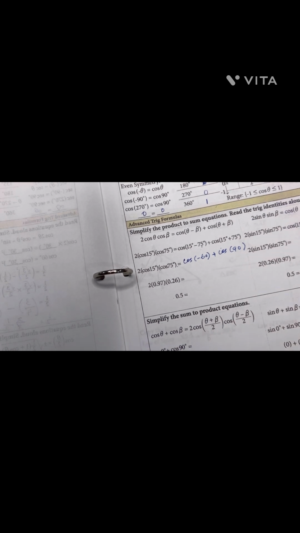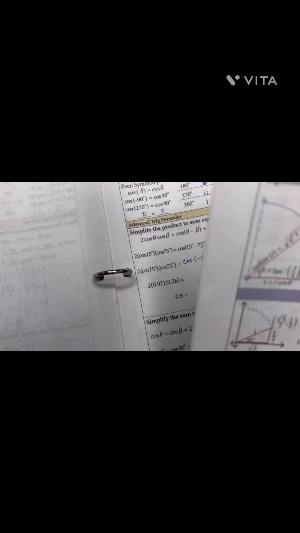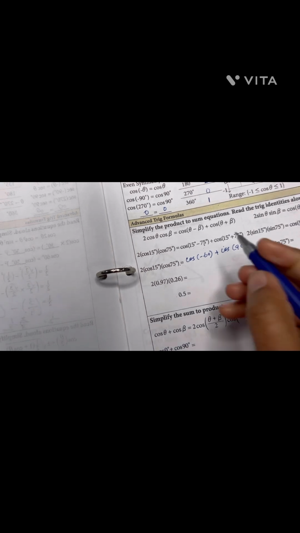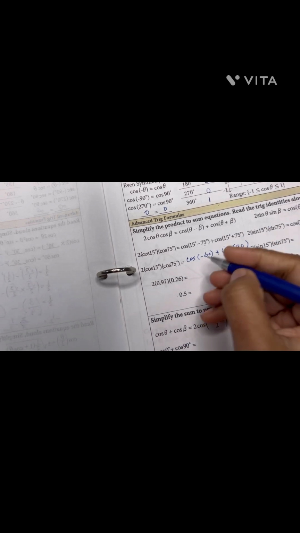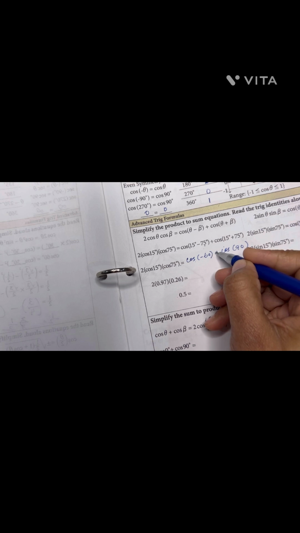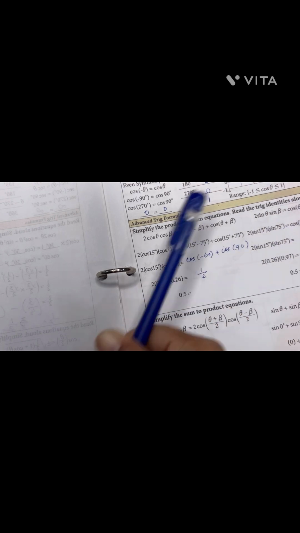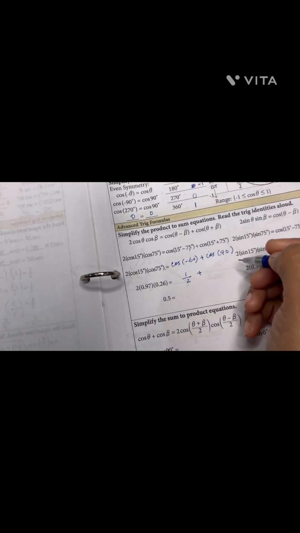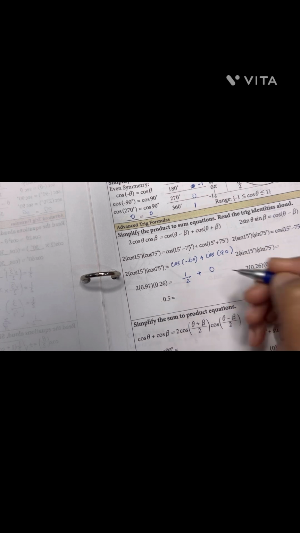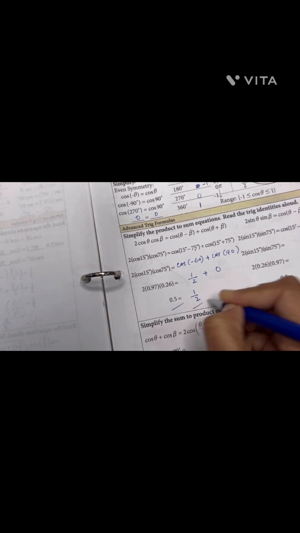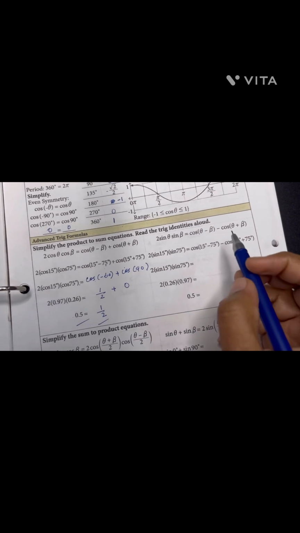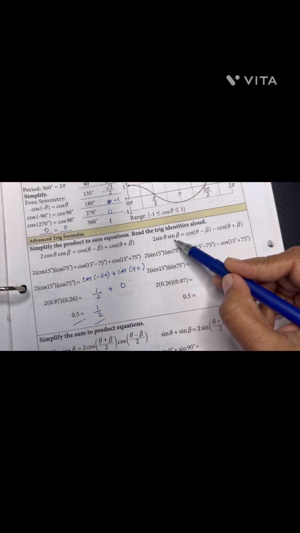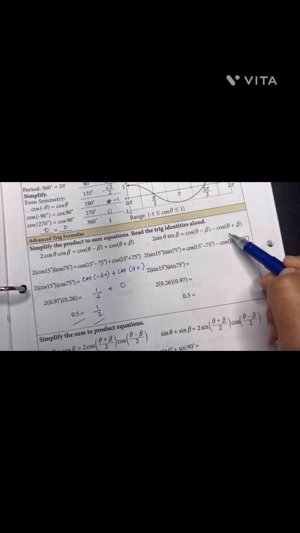Okay, I'm going to look at my trigonometric circle and figure out what is cos 60. Cos 60 is half. So cos of negative 60 is still going to be half. Remember, it's even symmetry. Cos of negative theta is cos theta, so it's still going to be half, plus what is my cos 90? Cos 90 for me is 0. So 0.5 is half. All right, I don't have to do anything much here. Moving on to the next one. 2 sine theta times sine beta equals cos of theta minus beta minus cos of theta plus beta.